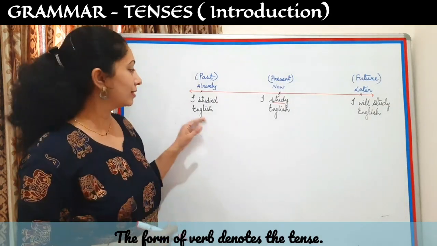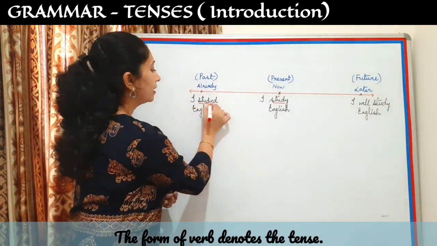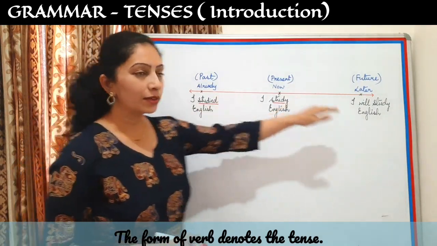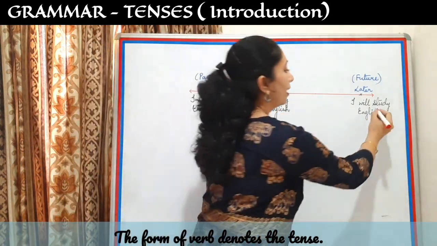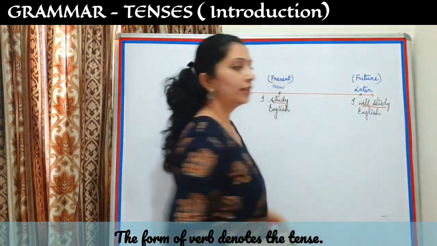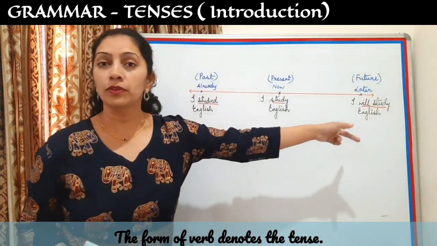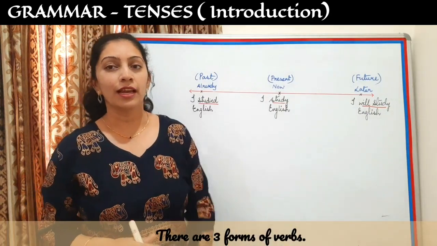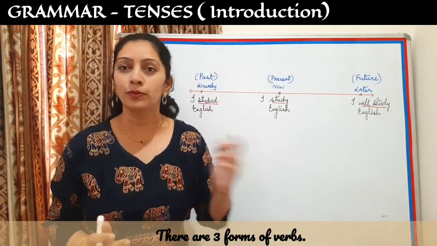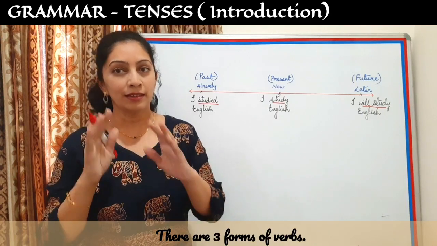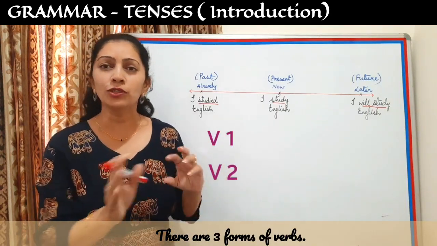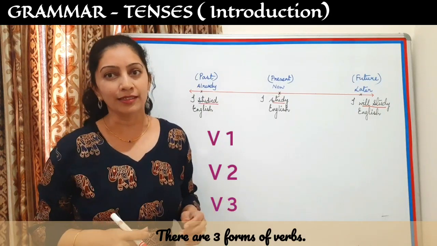In past tense, let's have a look at this. I studied English. The verb has changed. Let's go to the future tense. I will study English. Now again the verb form changes. So just as we have 3 tenses, we have 3 forms of verbs. They are namely V1, V2 and V3. These are the short forms given for our better understanding.